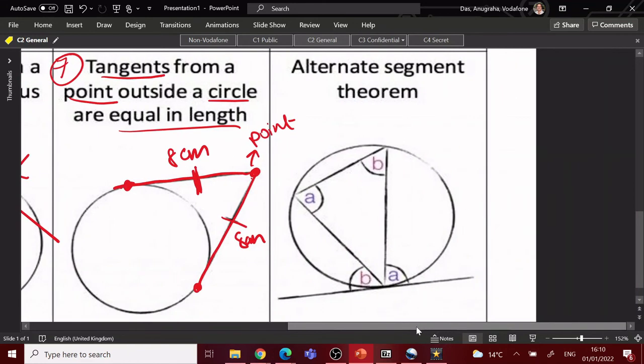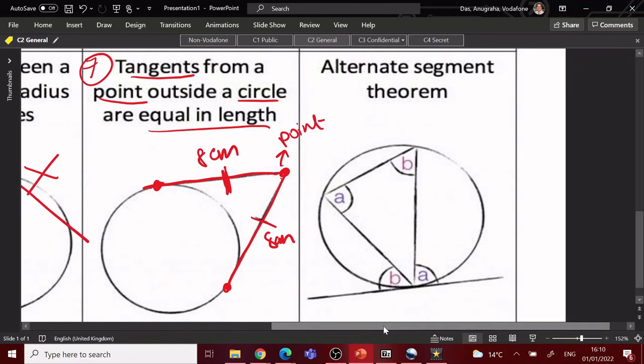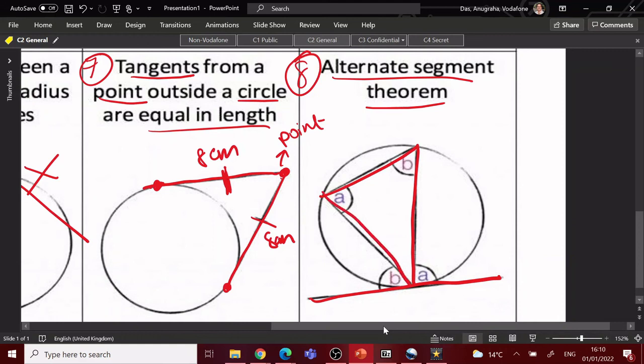And finally, the 8th and final rule, alternate segment theorem. It's quite easy to remember, but most people don't tend to use this because it's quite hard to visually spot. The rule itself, alternate segment theorem, is easy to remember but harder to spot. For this rule, you require a tangent and a triangle with all three corners being on the circumference. Once again, you cannot have it as something like this. All three corners need to be on the circumference.